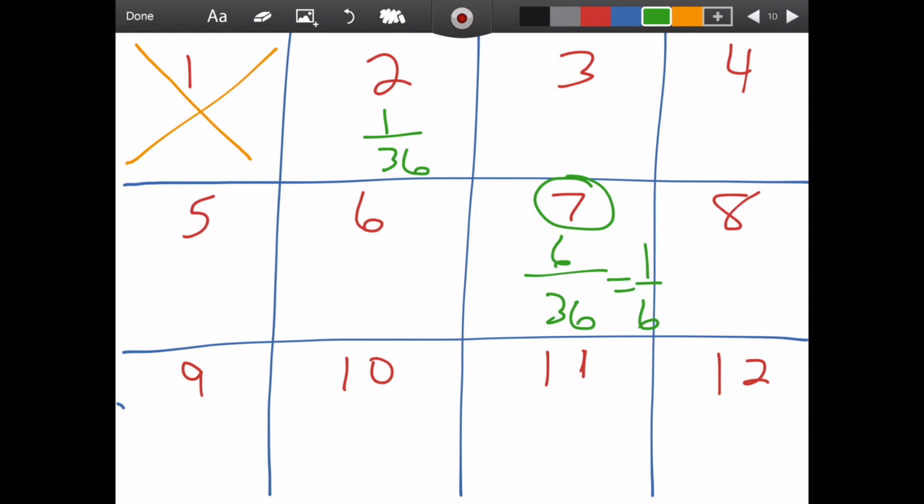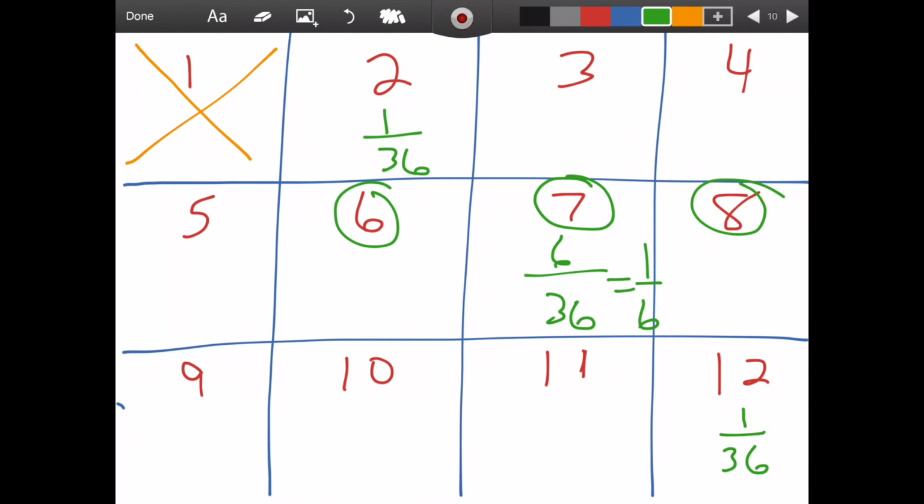Now, one thing you're going to notice is as you get closer to a 7, toward the middle of these numbers, it's going to get easier to roll. Because just like a 2 up here was 1 out of 36, a 12 is also going to be 1 out of 36, because the only way to roll a 12 is a 6 and a 6. So we can really guess how many of something we're going to get by looking at the probabilities.